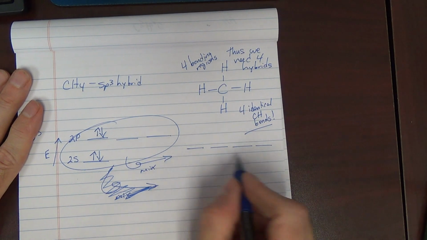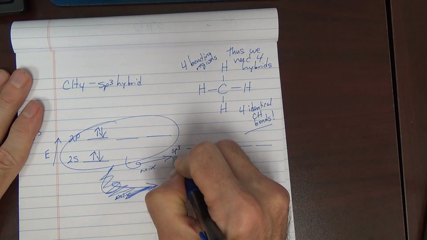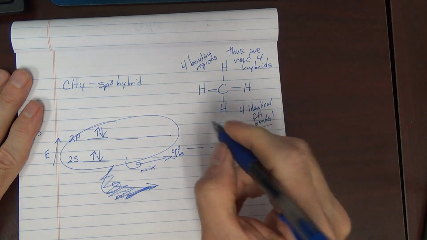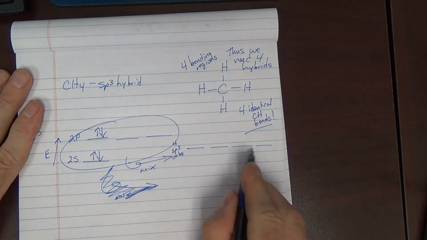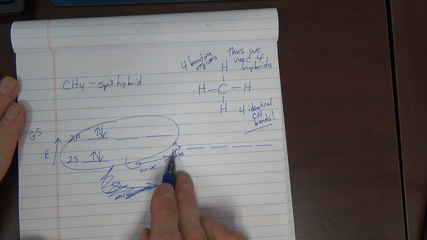These 4, what do you want to call these? Well, they're just called sp3 orbitals. 4 sp3 orbitals. They're called sp3 because that's what went in. 1 scoop of S and 3 scoops of P. That's rather simplistic.